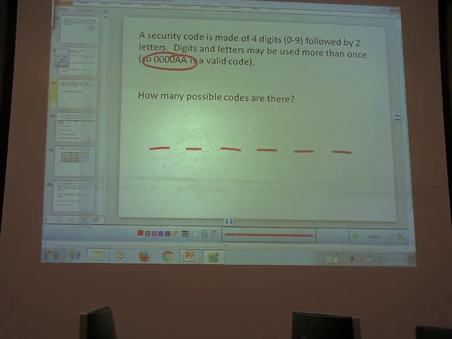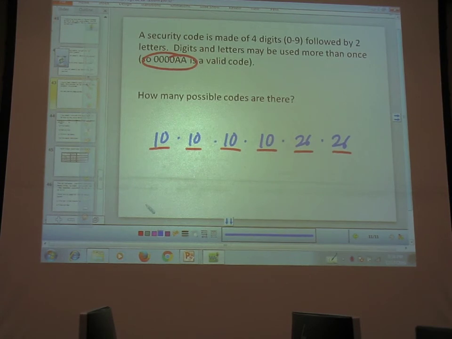How many options for my first choice? 10, it's a digit. How many digits are there? 10: 0, 1, 2, 3, 4, 5, 6, 7, 8, 9. See where it says 0 through 9? How many options for my second one? 10. Next one? 10. Next one? 10. How about letters? How many options there? 26, and 26. What do I do with these numbers? Multiply them all. Got it?